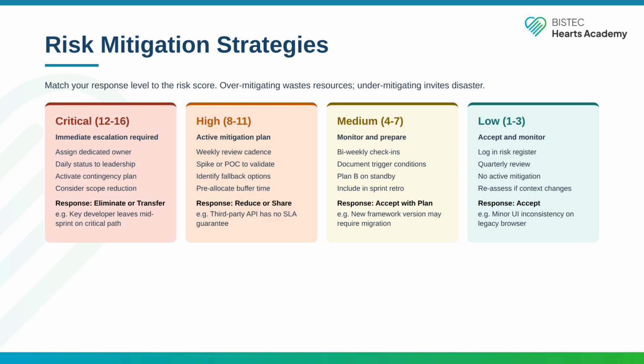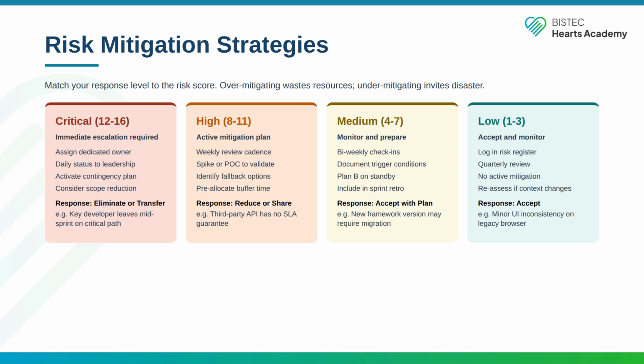For high risks, scores 8 to 11, reduce or share. Run a spike or proof of concept to validate assumptions. Identify fallback options. Pre-allocate buffer time. For example, you are integrating with a third-party API that has no SLA guarantee. Run a proof of concept, build an adapter layer, and have a plan B ready.